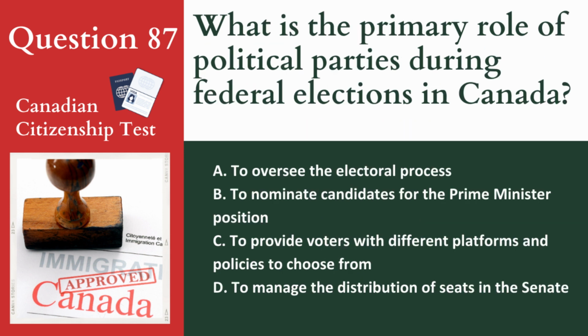Question 87. What is the primary role of political parties during federal elections in Canada? A. To oversee the electoral process. B. To nominate candidates for the Prime Minister position. C. To provide voters with different platforms and policies to choose from. D. To manage the distribution of seats in the Senate.